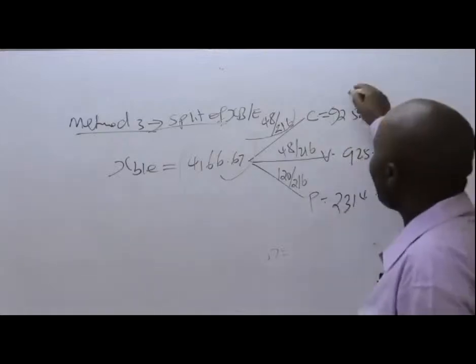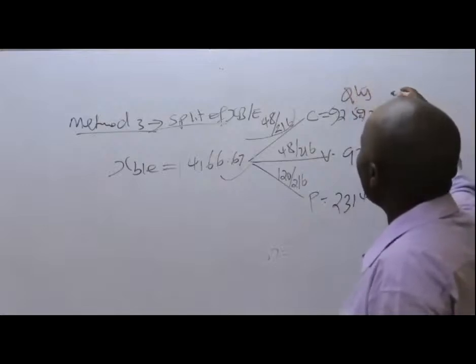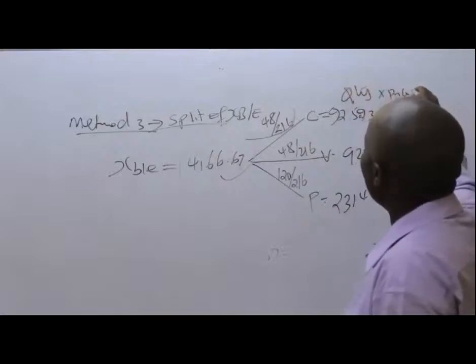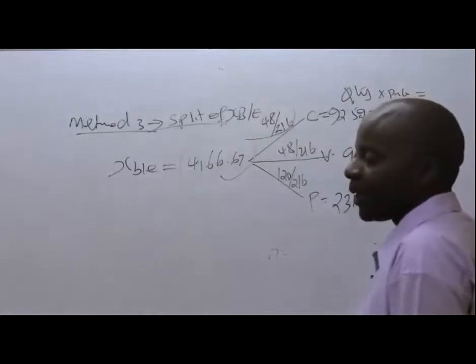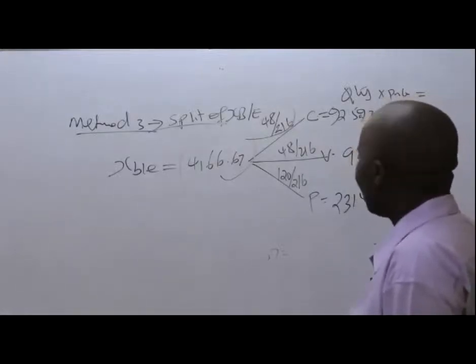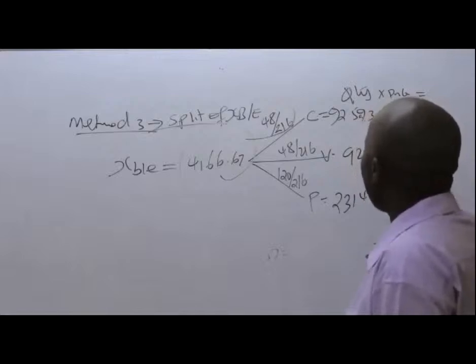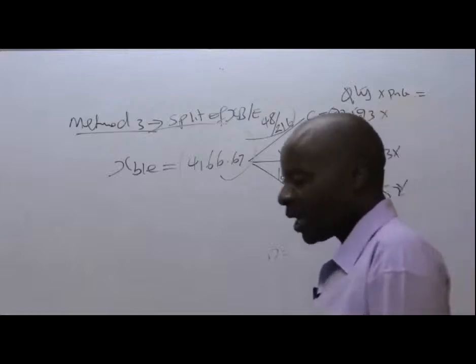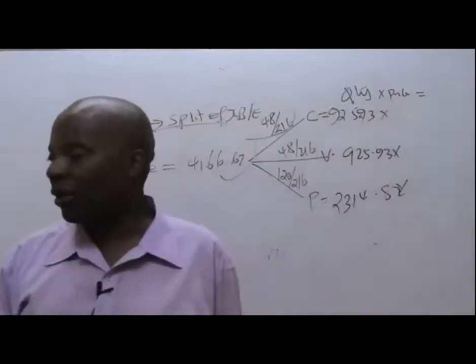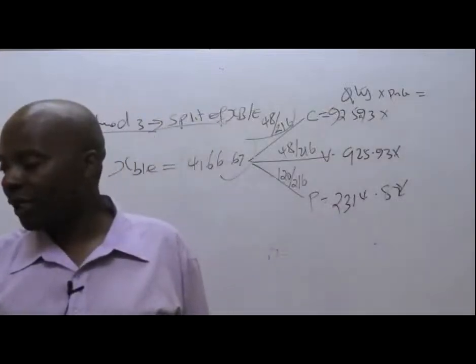So these are quantities. So what you need to do is to come and monetize them by multiplying them with their respective prices. Fortunately, we have the prices.